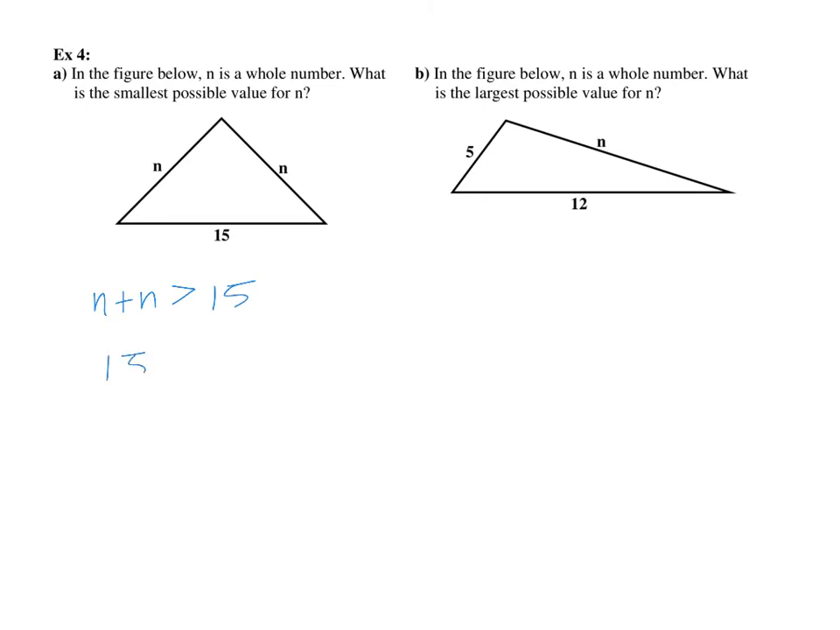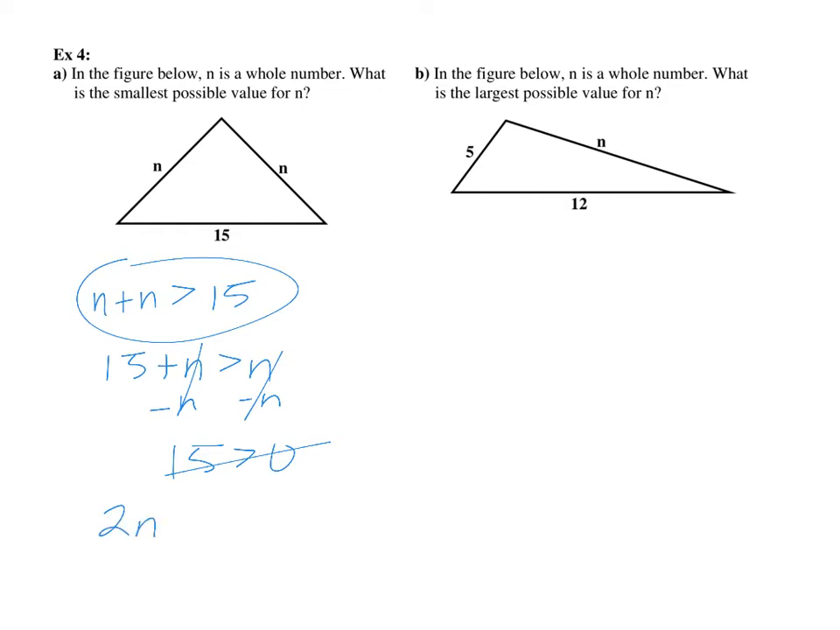Then I have 15 plus n is greater than n. And I could rewrite the same thing again, but I would just be repeating myself. So here if I subtract n, it just disappears, and that doesn't help me at all, so I don't need to use that information. This is the key setup here that's going to help me answer the problem. So I have 2n is greater than 15, divide by 2.